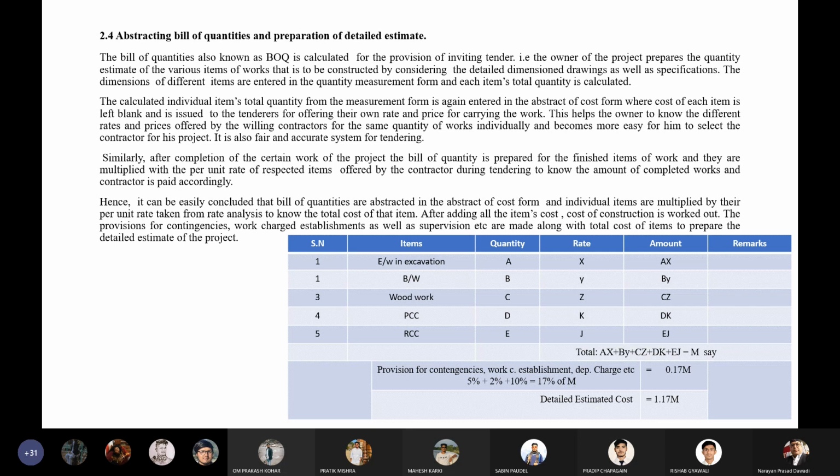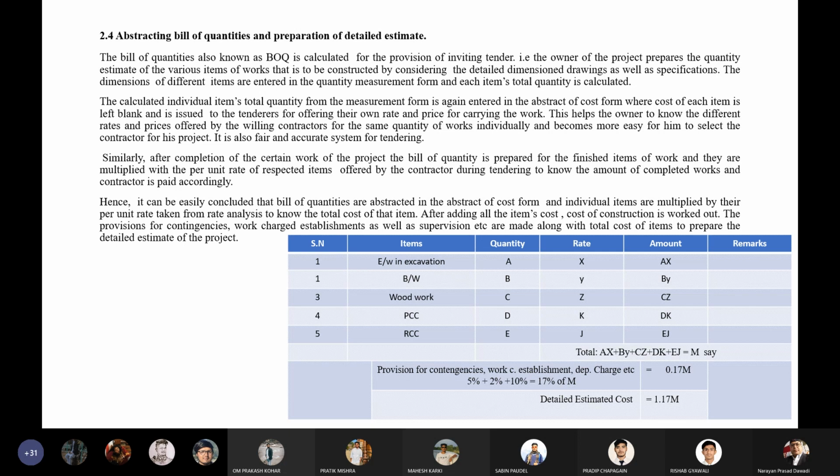If you buy 2 kg of rice, the serial number will be 1, and the item will be the name of the rice, basmati rice, mota rice, whatever type of rice you buy from that shopkeeper. The total quantity of that item will be 2 kg, the rate of that item will be 150 per kg, and the total amount will be calculated as 150 into 2, that will be 300 for rice.